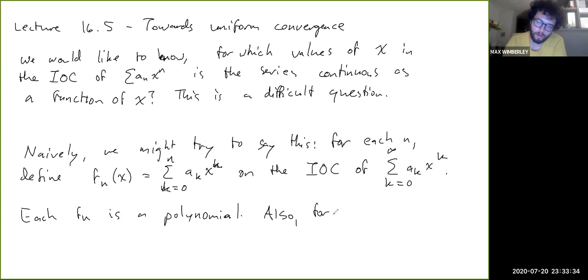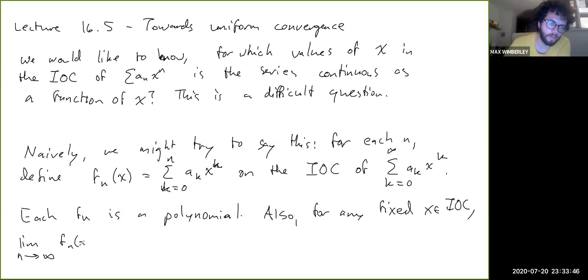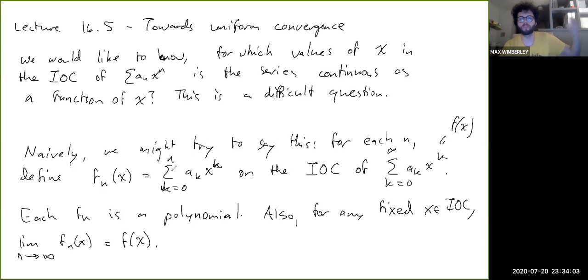Also, for any fixed x in the interval of convergence, the limit as n approaches infinity of f_n of x is f of x, right? Where f is this overall power series. So if you fix any value of x, then look at the values of each f_n, all you're doing is adding one more term each time. And by definition, if the series converges, which it does because x is in the interval of convergence, then f_n of x converges to f of x, right? So each f_n is a better approximation of f of x in some sense, right?